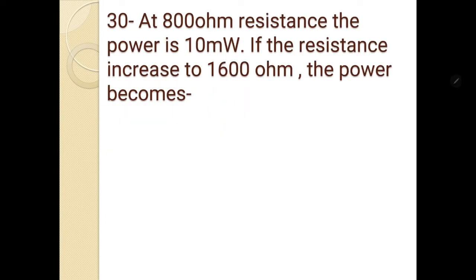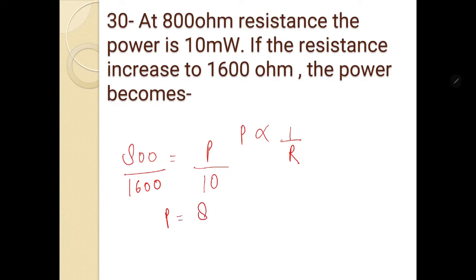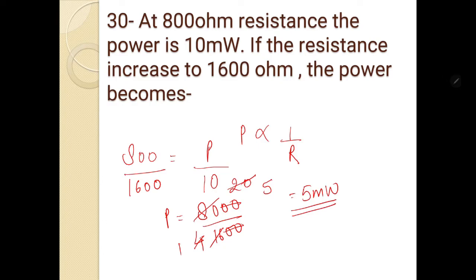The next question asked was, at 800 ohm resistance the power is 10 milliwatt. If the resistance is increased to 1600 ohms, the power becomes? As you all know, power is inversely proportional to the resistance, so on solving, 800 ohms corresponds to 1/10 milliwatt. When resistance is increased to 1600, the power will be P = 8000/1600. So the power will become 5 milliwatt. The correct option was 5 milliwatt.